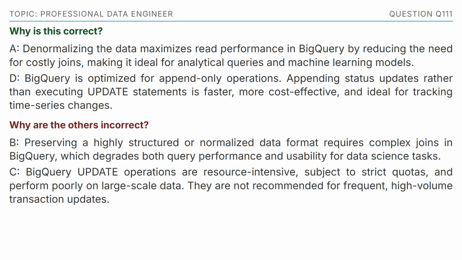Why are the others incorrect? B. Preserving a highly structured or normalized data format requires complex joins in BigQuery, which degrades both query performance and usability for data science tasks. C. BigQuery update operations are resource-intensive, subject to strict quotas, and perform poorly on large-scale data. They are not recommended for frequent, high-volume transaction updates.